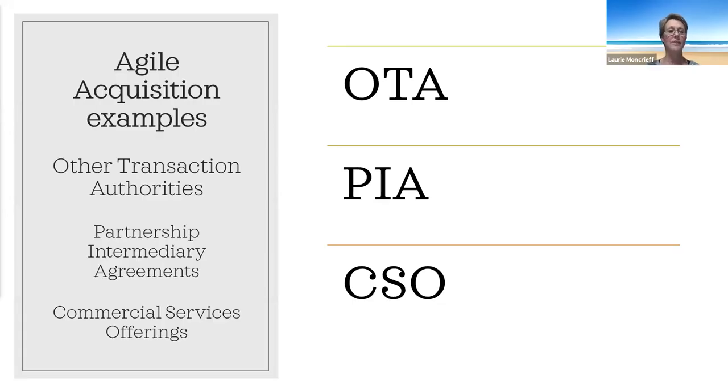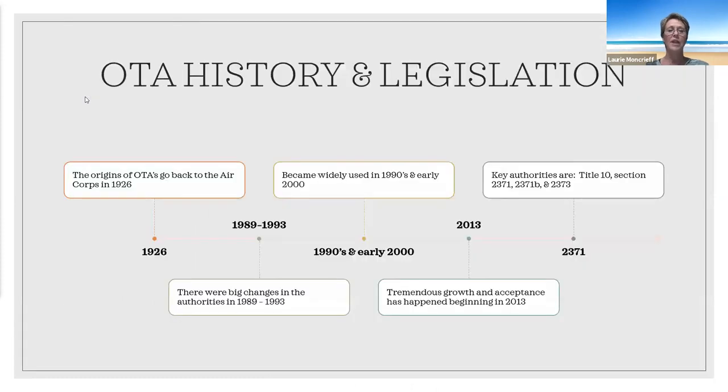So Agile acquisition tools, there's several, and there's more than this, but the ones that I have dealt with the most that I think are growing in their popularity are the OTA, or other transaction authorities, PIAs, or partnership intermediary agreements, and CSOs, which is probably the newest of these, which is commercial services offerings. And I'm only going to speak to OTAs today. As I counsel with small businesses, I'd be happy to educate on the other ones. But for today's purposes, we're going to speak specifically to OTAs.